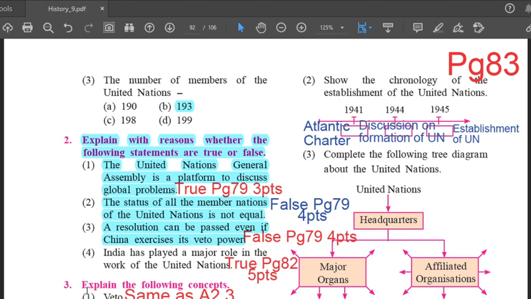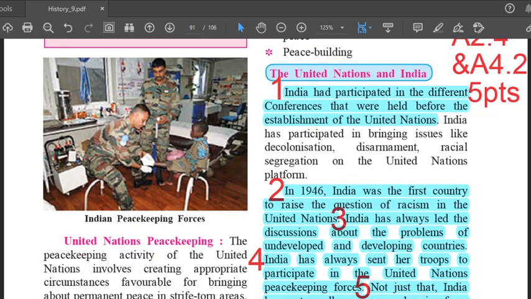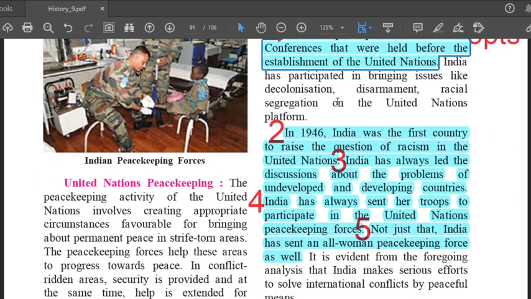Next question, 2.4. India has played a major role in the work of the United Nations. The answer to this statement is true, and the reasons are on page number 82. Right hand side, first paragraph, the United Nations and India. First line is your first point. India has participated in the different conferences that were held before the establishment of the United Nations. Leave 4 lines. After that, see the next line.